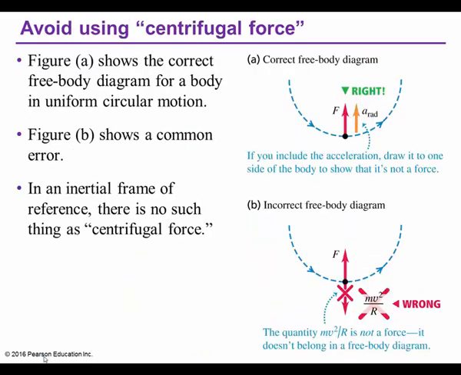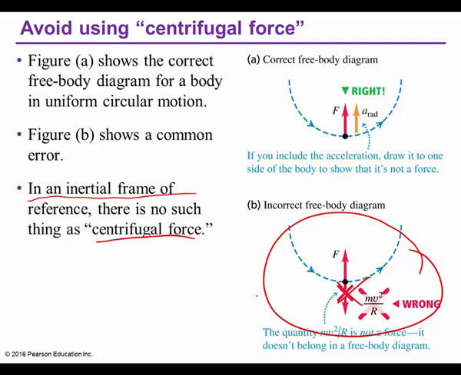Now, notice I kept this slide for this reason. You hear people say centrifugal force. Well, really and truly, in an inertial reference frame, there's no such thing as centrifugal force. That right there is wrong. Because we know that if the rope breaks, the object's not going to go that way, is it? Which way is it going to go?